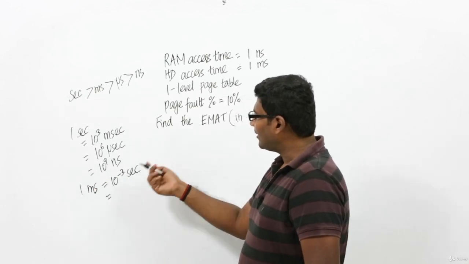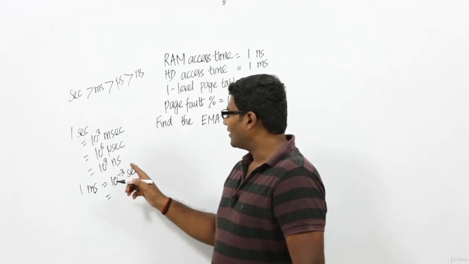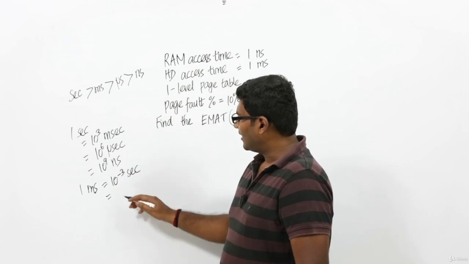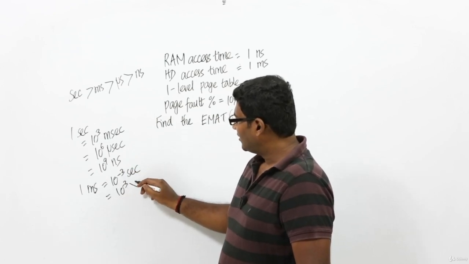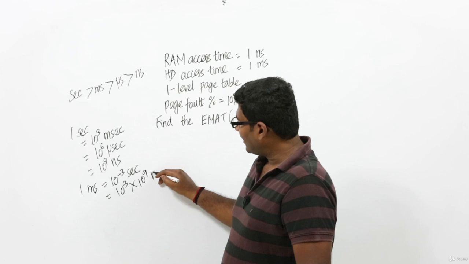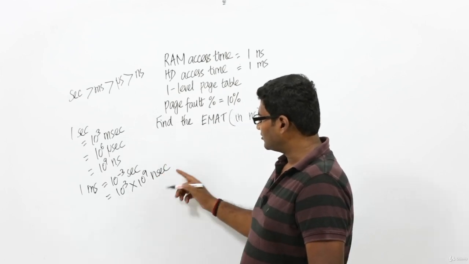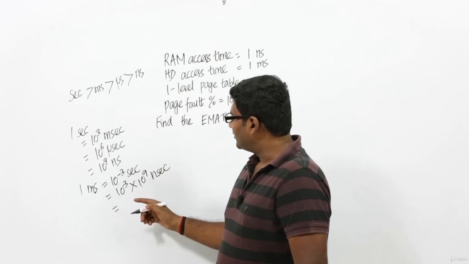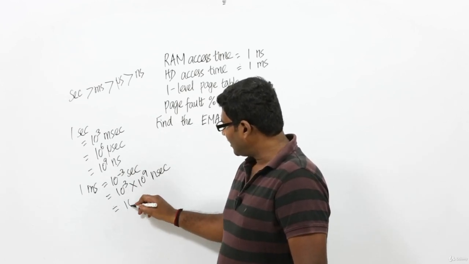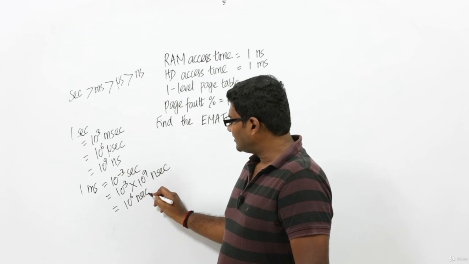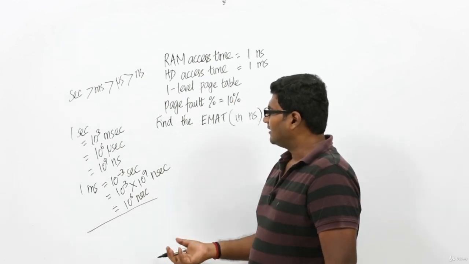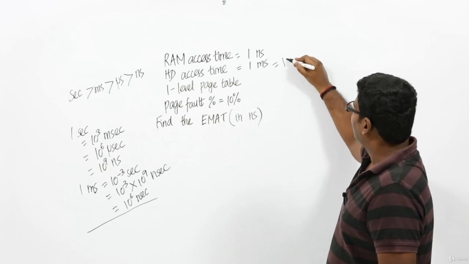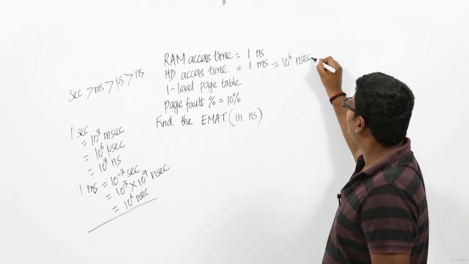Now convert the seconds into nanoseconds, because we know that 1 second equal to 10 power 9 nanoseconds. So 10 power minus 3 seconds is 10 power minus 3 into 10 power 9 nanoseconds. I have converted into nanoseconds by multiplying by 10 power 9. Now if I simplify this, 10 power 9 into 10 power minus 3 is 10 power 6. So 10 power 6 nanoseconds is the equivalent form of 1 millisecond. So I can write this as 10 power 6 nanoseconds.